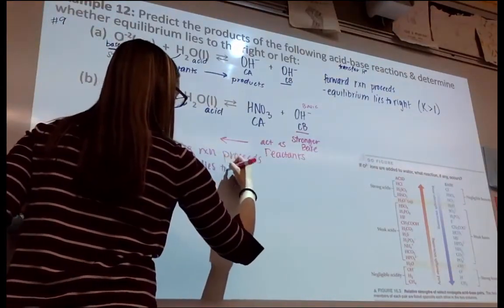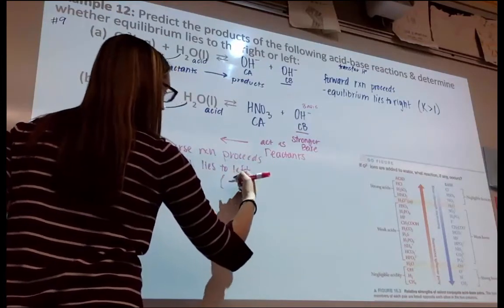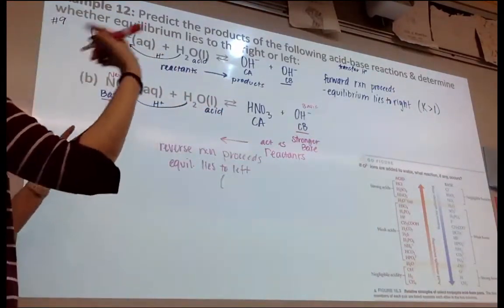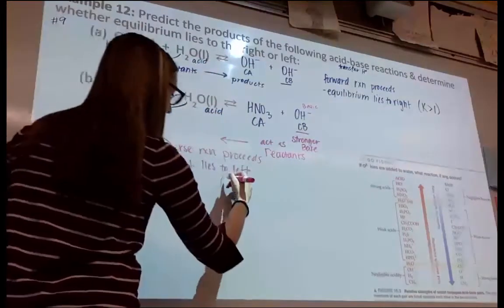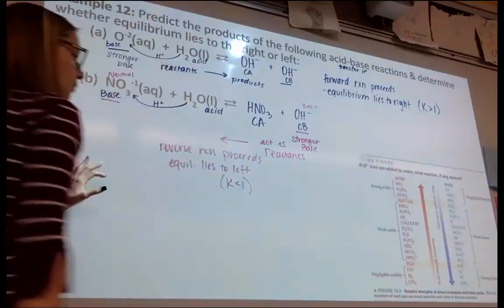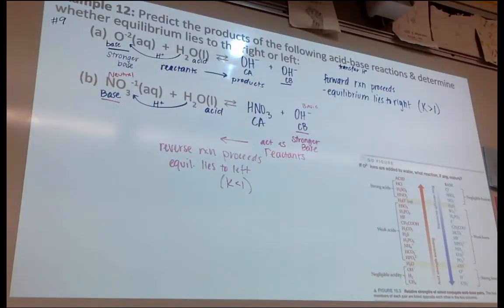So equilibrium lies to the left. That means you're creating more reactants. You're using up products, making more reactants. That means that K is less than 1. Remember, when K is less than 1, that means reactants are favored.